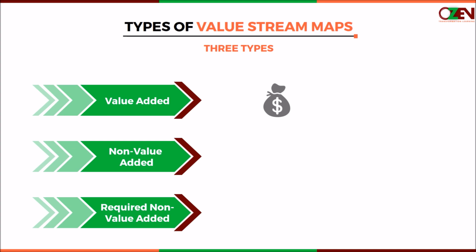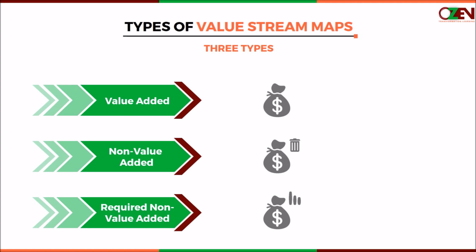Non-value added activities are activities which do not add value to the process and for which customers are not willing to pay. These activities do not change fit, form, or function. An example is a delay in raw material procurement. Required non-value added activities are activities required for the process but do not add any value to the customer's perceived value. An example would be quality checks and staff training.